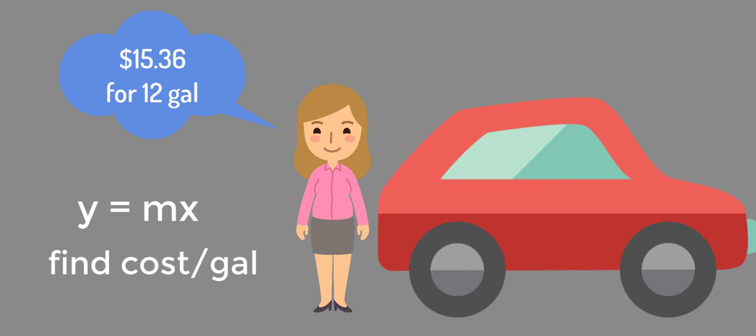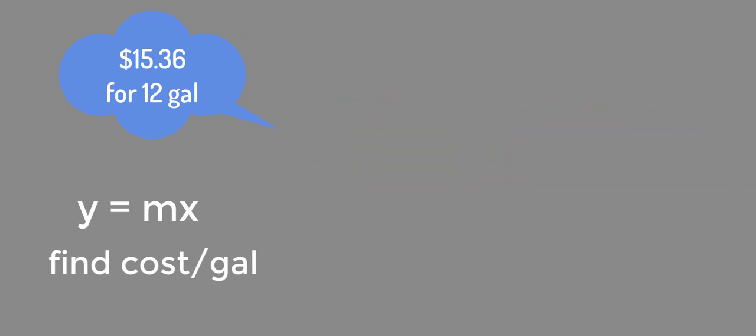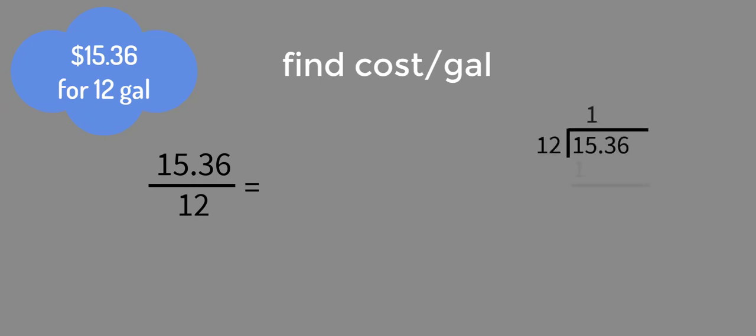It's kind of hard to find the equation without finding the cost per gallon of gasoline first. So for the cost of gasoline, we take her total cost, $15.36, and we want to divide that by 12. So we'll go ahead and do this the long division way. It's 1, that's the decimal there, then 2.